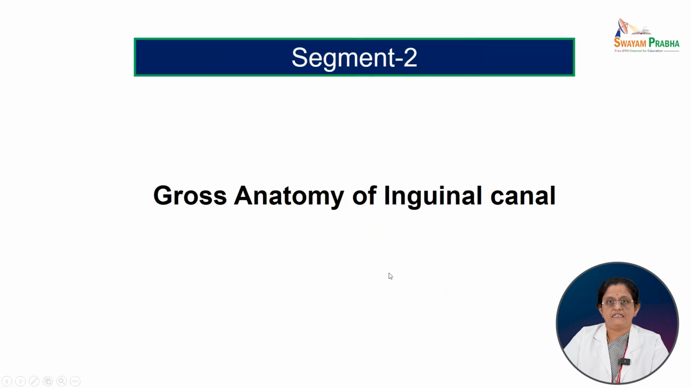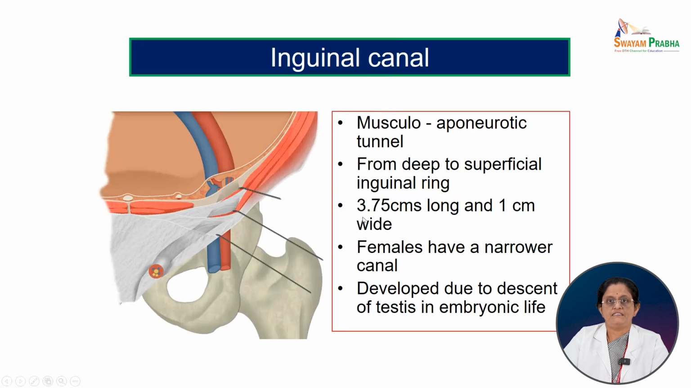So, next segment is on the relevant gross anatomy of inguinal canal. So, this inguinal canal is a musculo-aponeurotic tunnel. To understand the inguinal canal, first let us understand the picture which is shown here. This is a picture of the lower part of the anterior abdominal wall. You can see the various layers of the anterior abdominal wall.